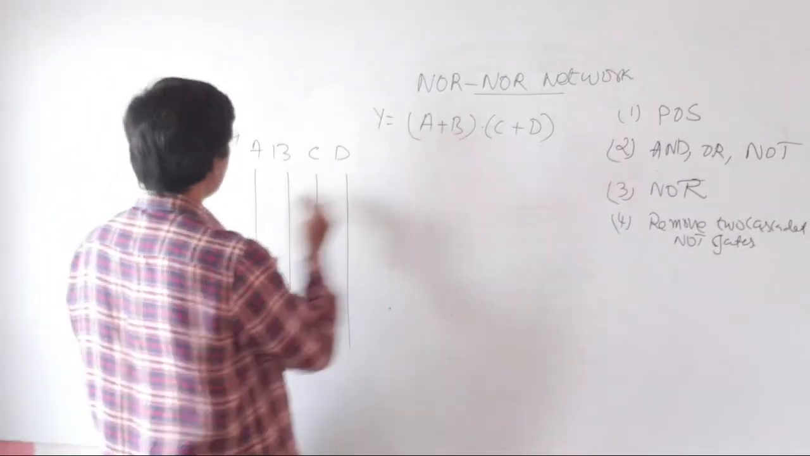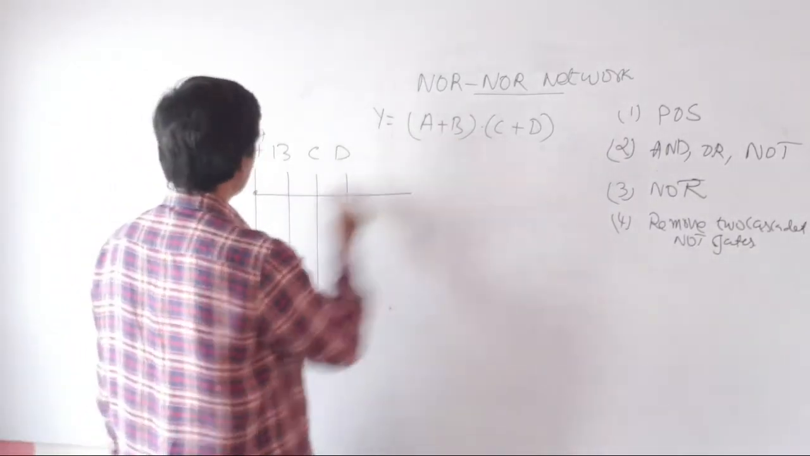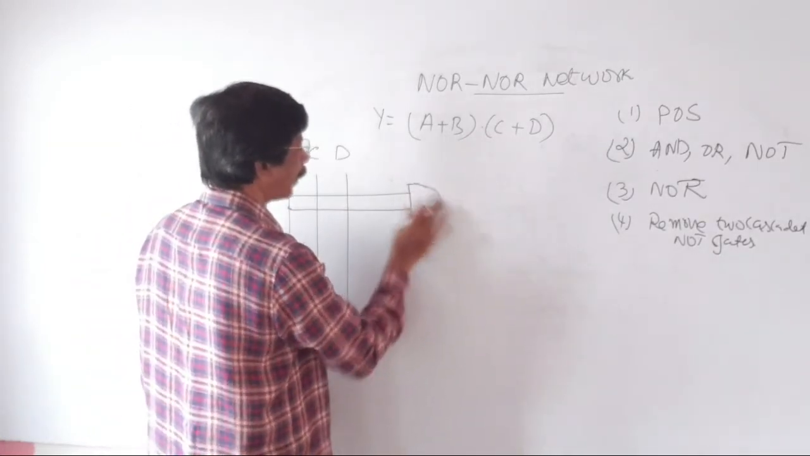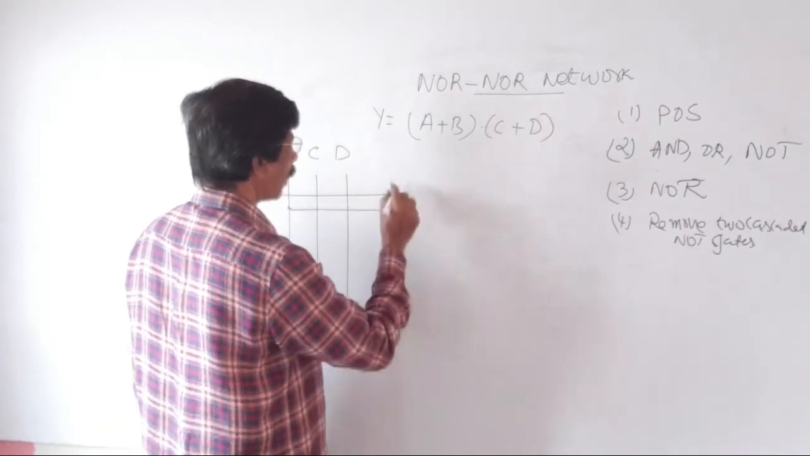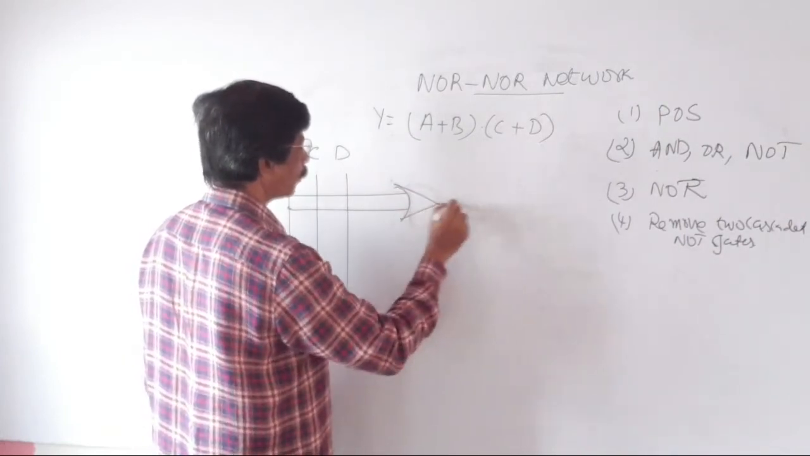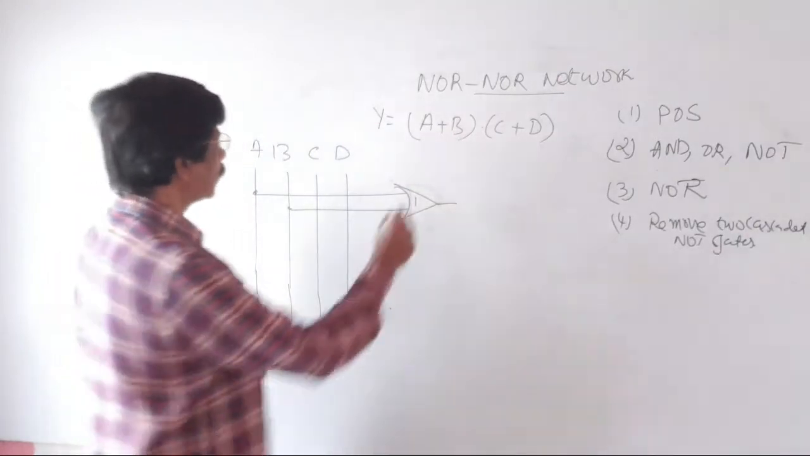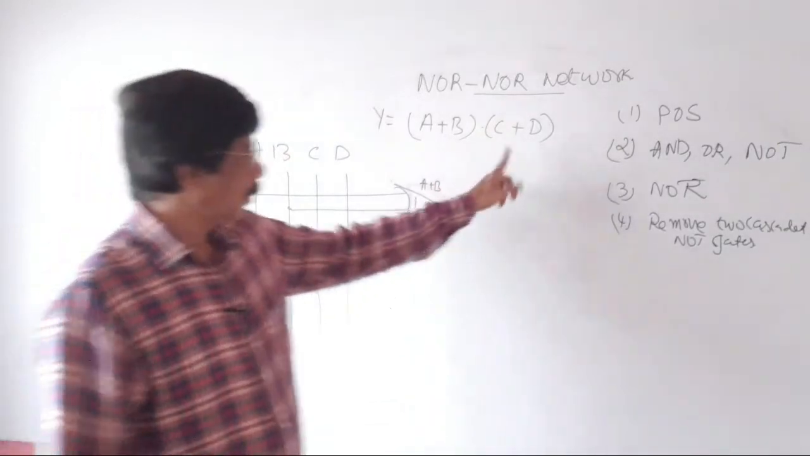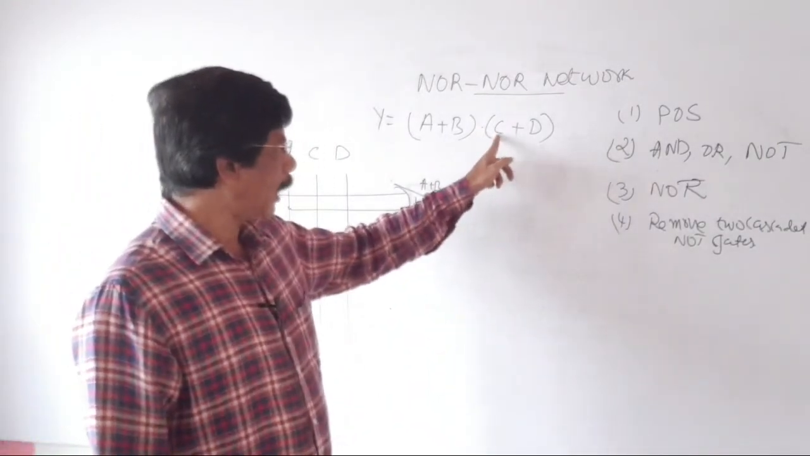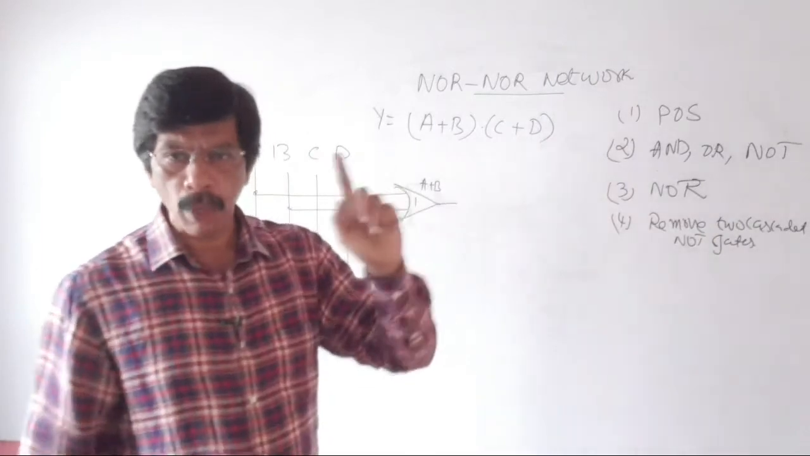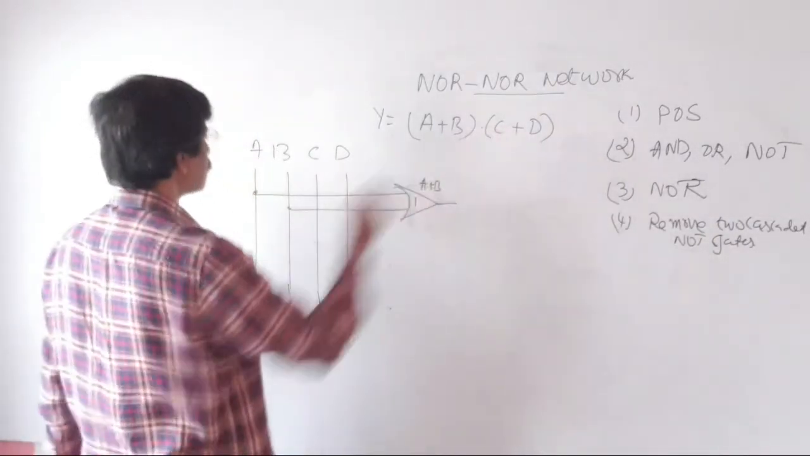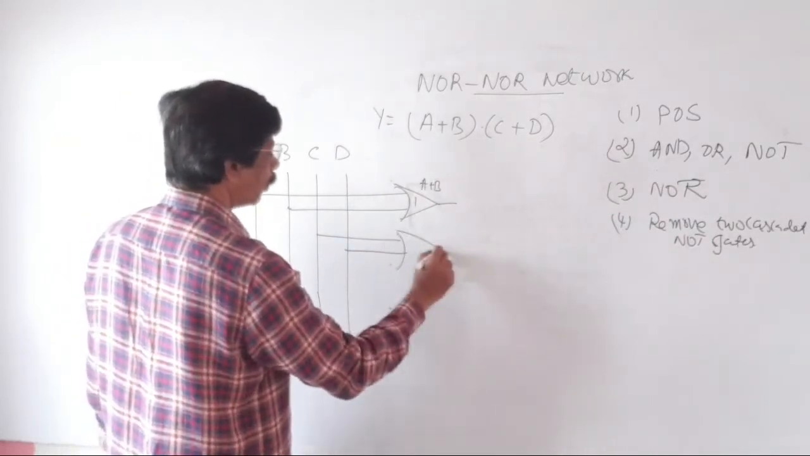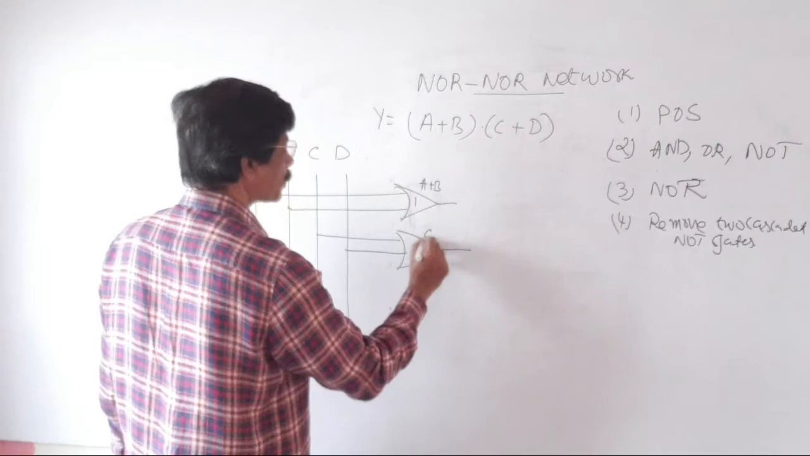Take one line from A, another line from B, connect one OR gate. This is OR gate 1. This output is A plus B. To generate the value C plus D, you need one more OR gate. C and D, draw one more OR gate. This output is C plus D.